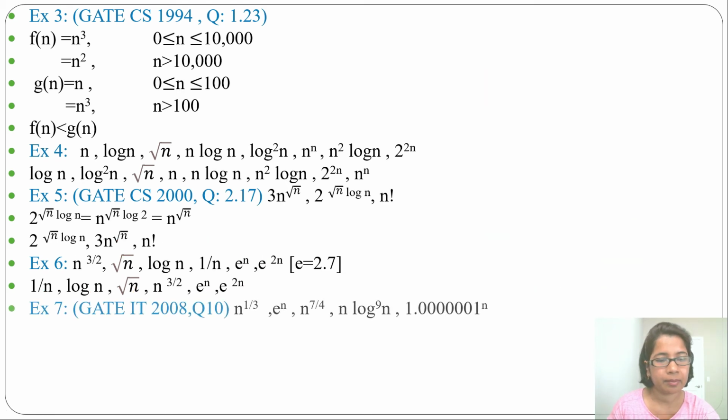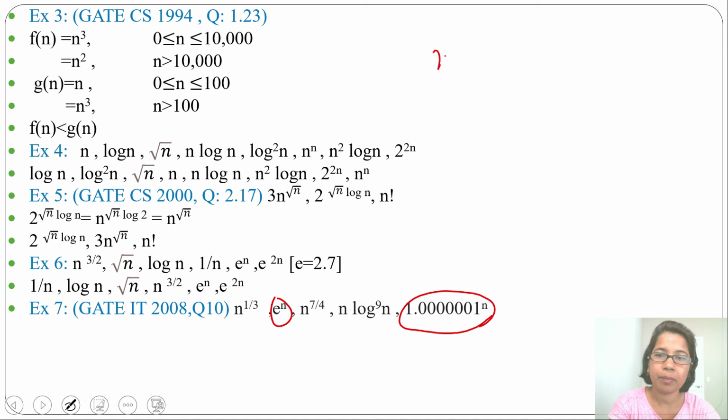Let's see another example. Example 7. It was asked in GATE IT 2008. Some functions are given and we need to write them in increasing order. N power 1 by 3, e power n, n power 7 by 4, then n log power 9n, then 1.00000001 power n. E power n and 1.601 power n, these two are exponential. They have a higher order of growth.